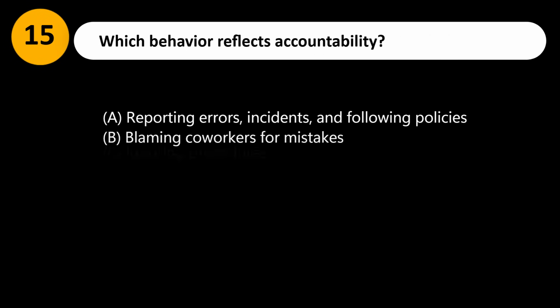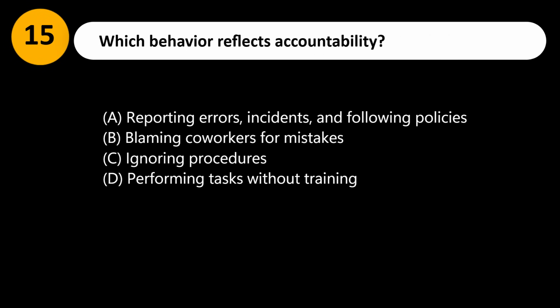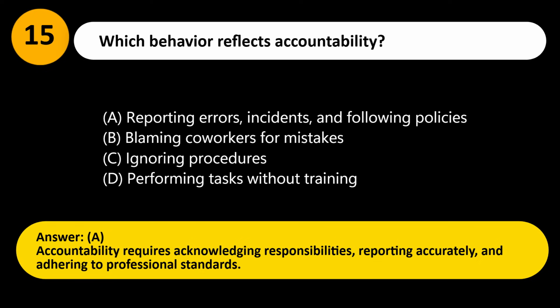Which behavior reflects accountability? A. Reporting errors, incidents, and following policies. B. Blaming coworkers for mistakes. C. Ignoring procedures. D. Performing tasks without training. Answer: A. Accountability requires acknowledging responsibilities, reporting accurately, and adhering to professional standards.